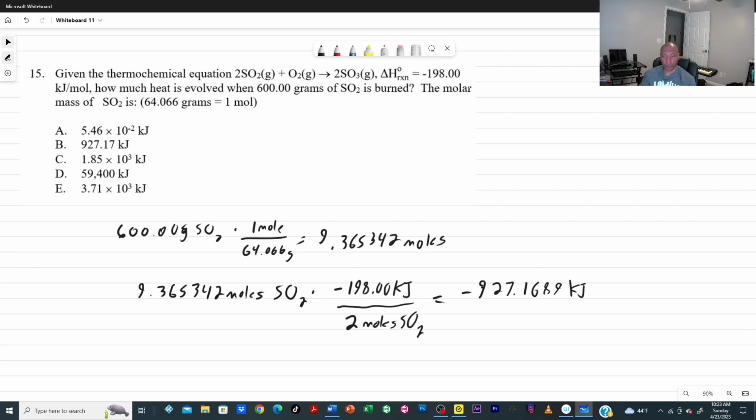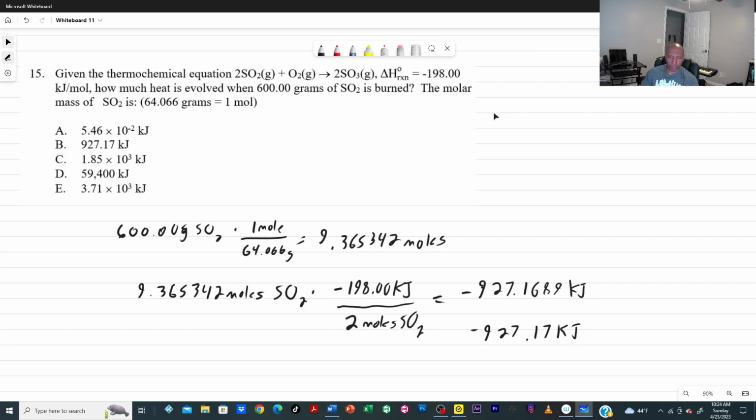And let's see how many significant digits this is good to. I have 5 in the negative 198.00 term. And in my molar mass, I have 1, 2, 3, 4, 5. So this is good to 5 significant digits. So my answer is negative 927.17 kilojoules. Okay, so if I react 600 grams of SO2, it's going to be an exothermic reaction, and I'm going to release negative 927.17 kilojoules of thermal energy into the surroundings.